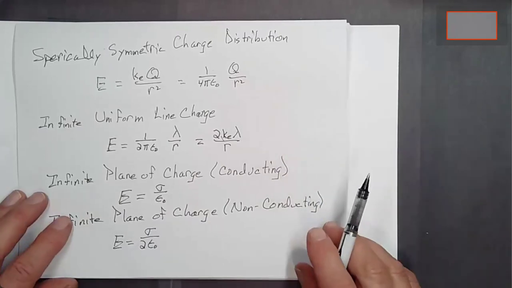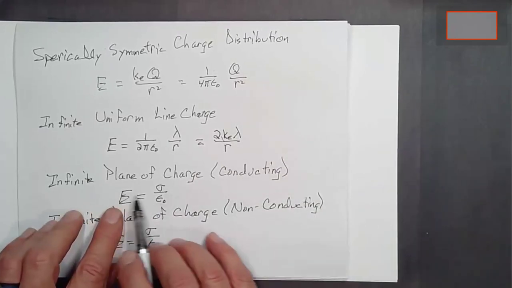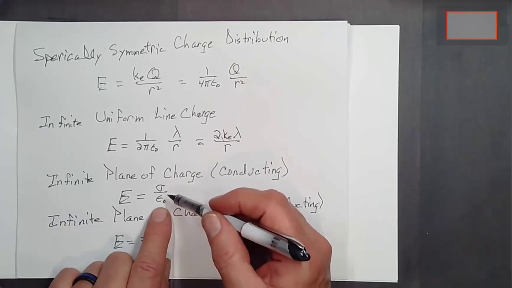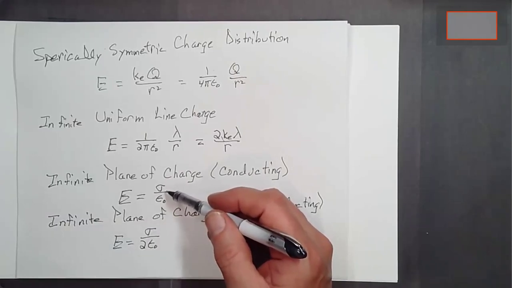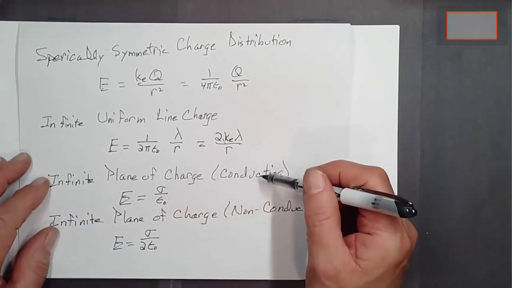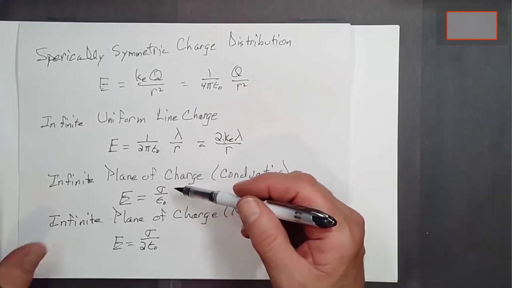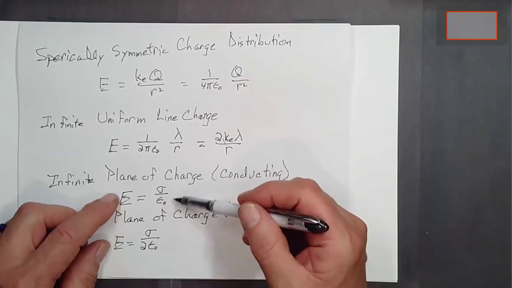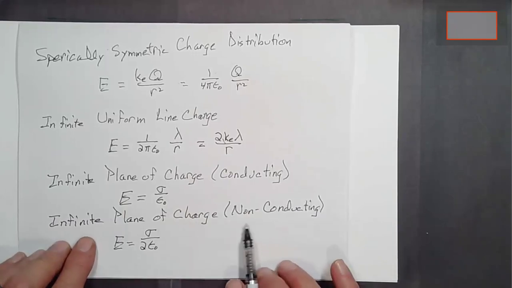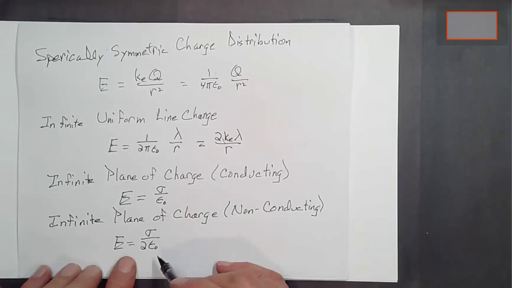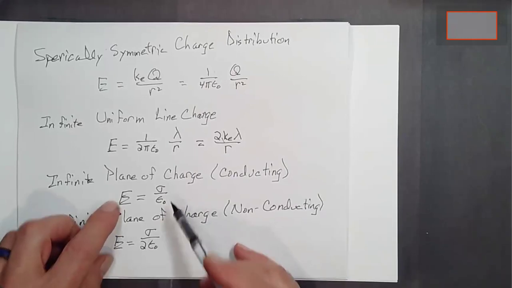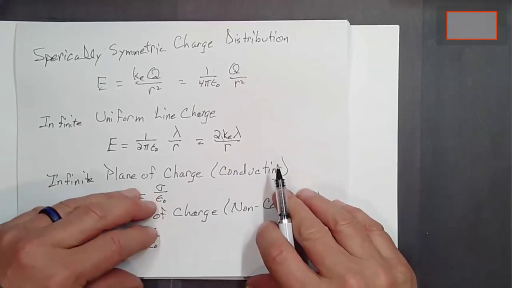Then, if you have an infinite sheet of charge or plane that's conducting, the electric field is going to be sigma over epsilon naught, where sigma is the charge per unit area. Again, it doesn't really have to be infinite. Any flat surface, as long as you get close enough to it, can look like an infinite plane. And so the electric field would be this value. If you have an infinite plane of charge that is non-conducting, the electric field above that is sigma over 2 epsilon naught. So it's 1/2 of the value that you have here. And those are the things that we're going to be making use of.